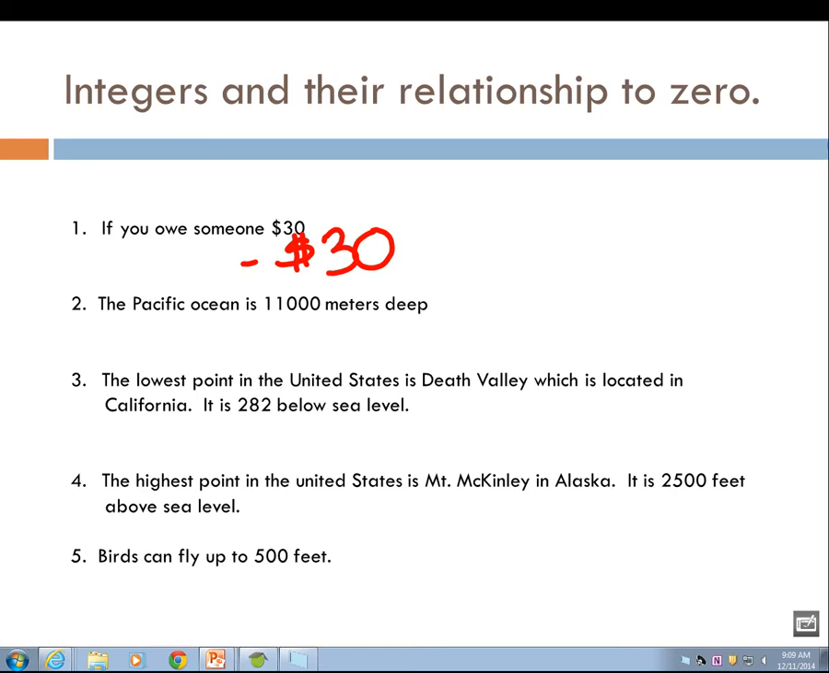Now, you could also look at that as them being up 30, because if you owe them that, that means you have it and they don't. Or you could look at it as, if you owe them, you were at a negative, but you would also be at a positive, kind of, right? Because they gave you money. But you owe them that.